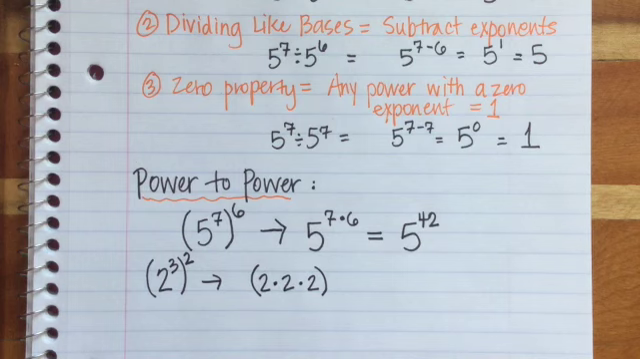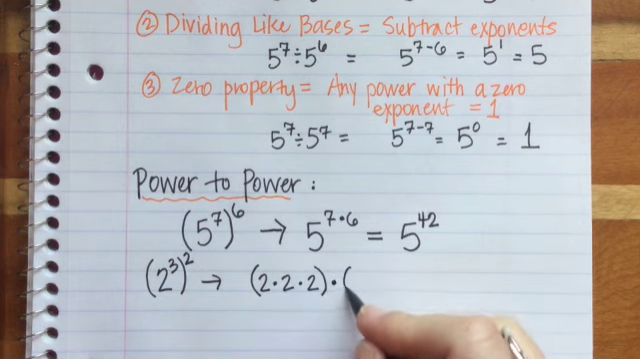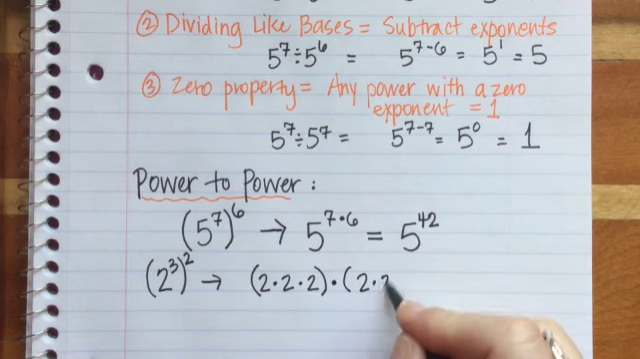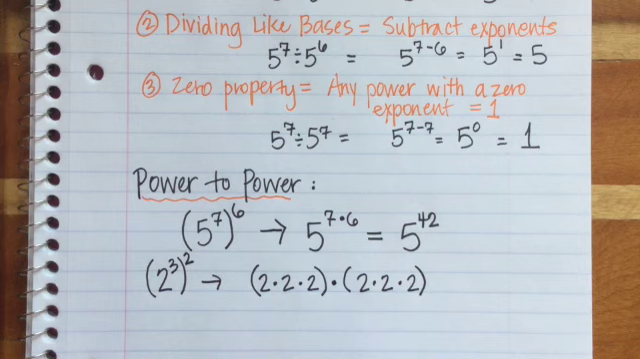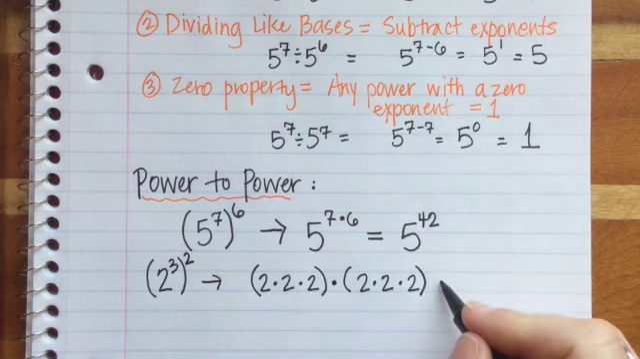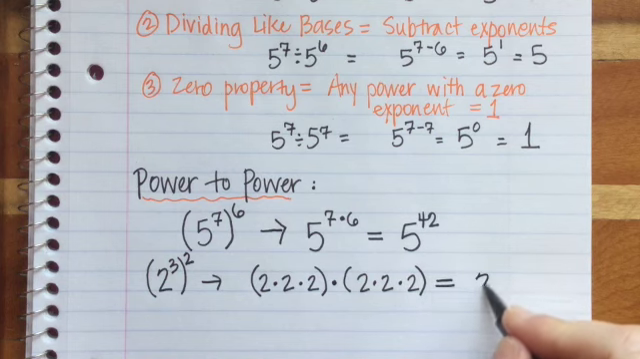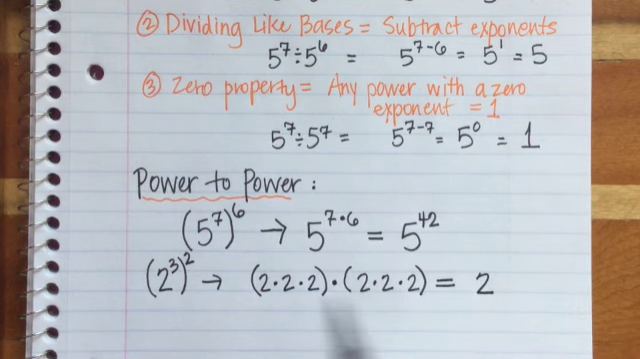And that 2 that's outside says I have 2 sets of those. So there's one set. And then it's like I have a whole other set, a second set of 3 2s that I'm multiplying, right? Set 1, set 2. So basically, if I look at what that would be, my base stays a 2, but now I have 1, 2, 3, 4, 5, 6 of them, right?